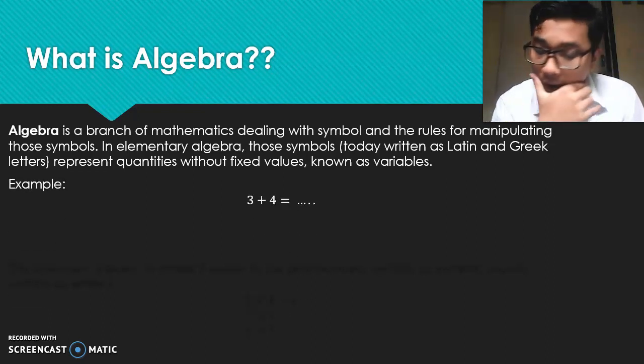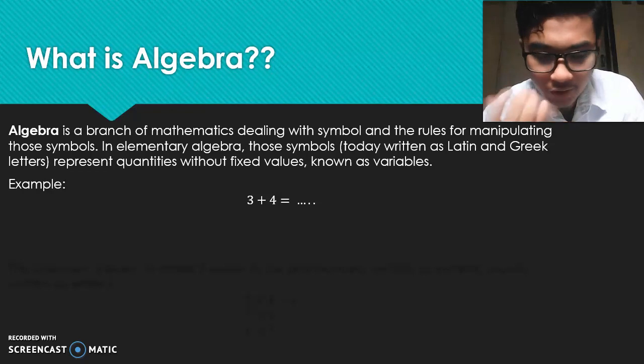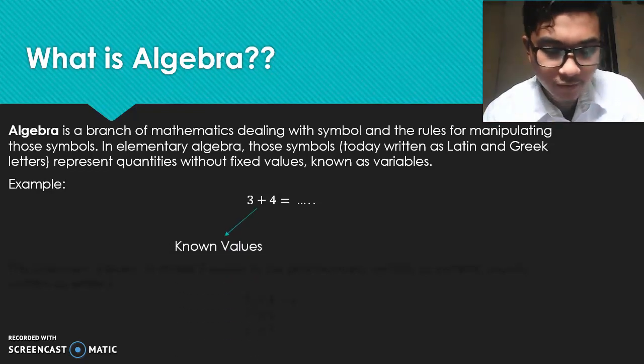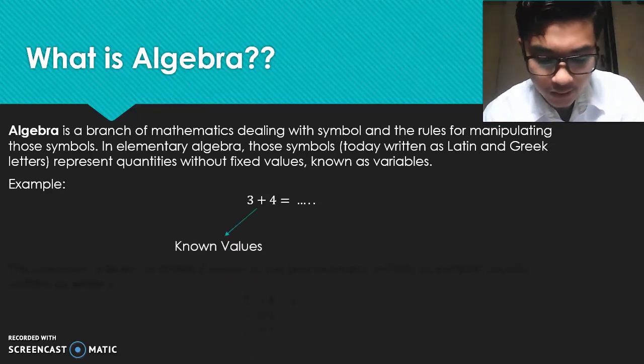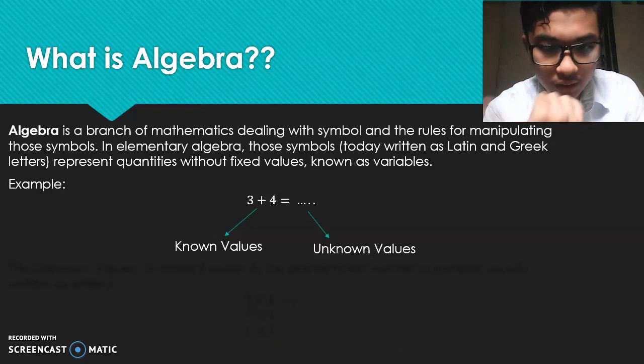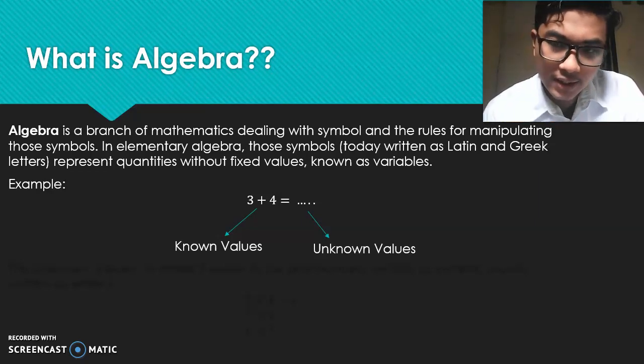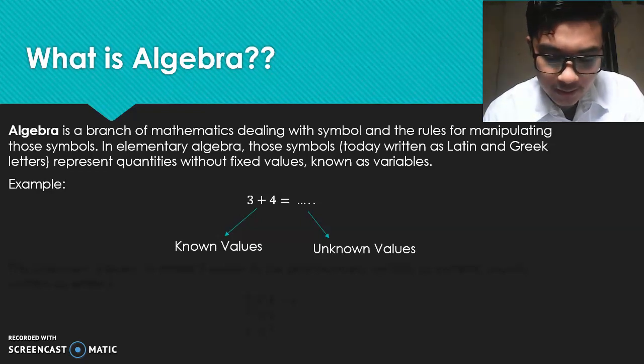So for example, 3 plus 4 equals blah blah blah. Now this one is really intriguing to mathematicians. They don't like something that cannot be pronounced. We know that 3 plus 4 are known values, and we know what they mean. But this dot of points is the unknown value, which we can't say or pronounce. So they try to symbolize these unknown values.